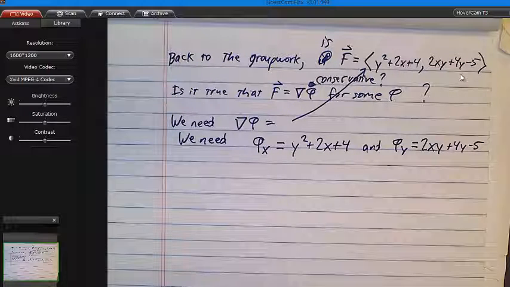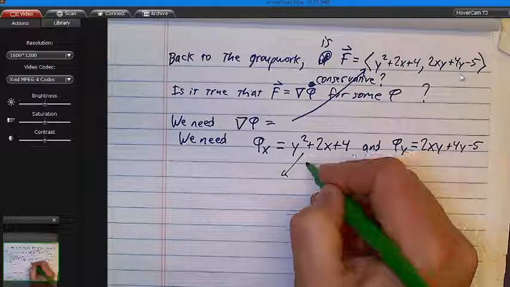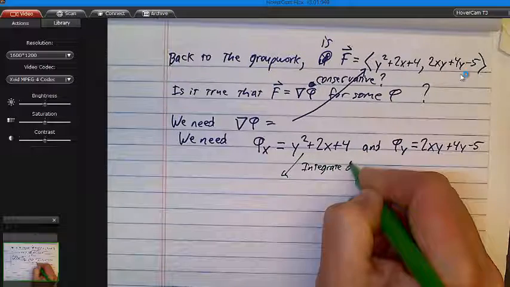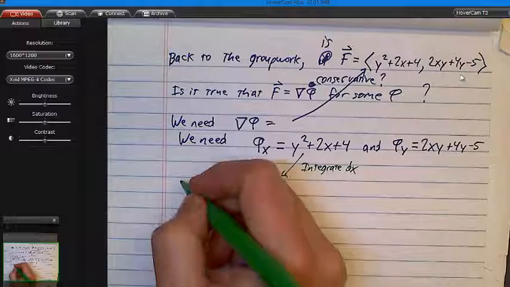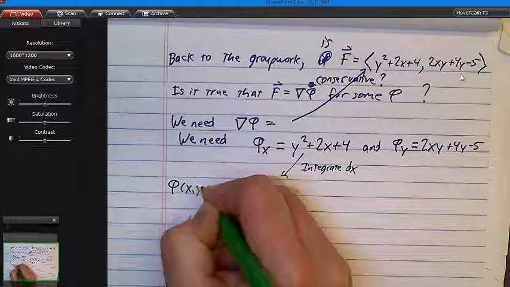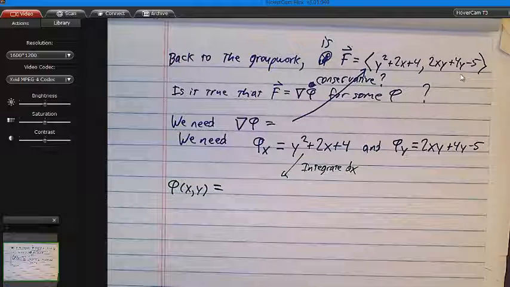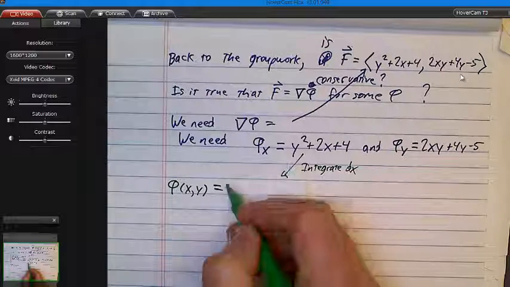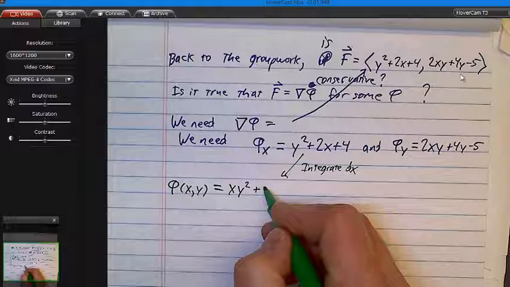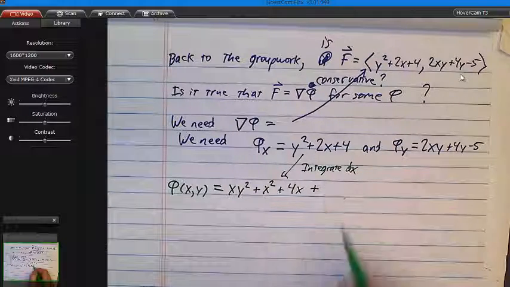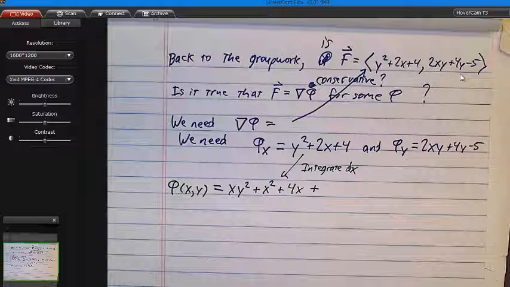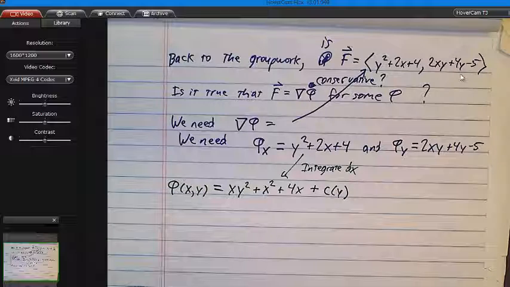So now what's the process? Same idea. Let's take this and integrate dx. And then what we'll have, guys, is phi. Phi will be a function of x and y. What would it equal? Well, xy squared, good, plus x squared, that's an easy one, plus 4x, and then plus, and again, this is where I decide what I want to write. I want to see what your book writes with two dimensions. Do they write C or D? Yeah, they write C. So C of y.